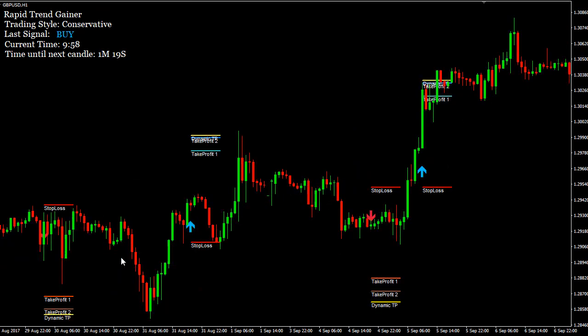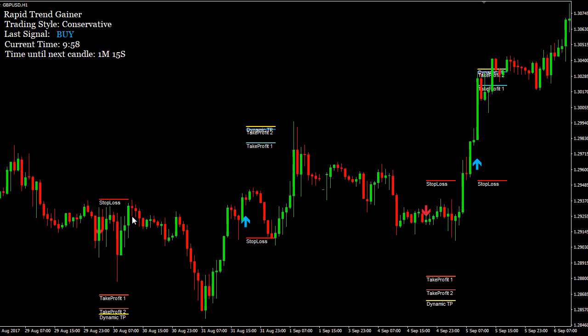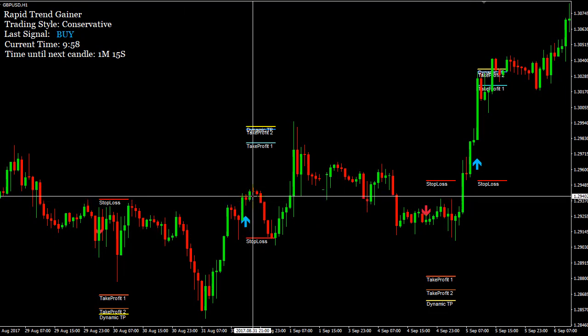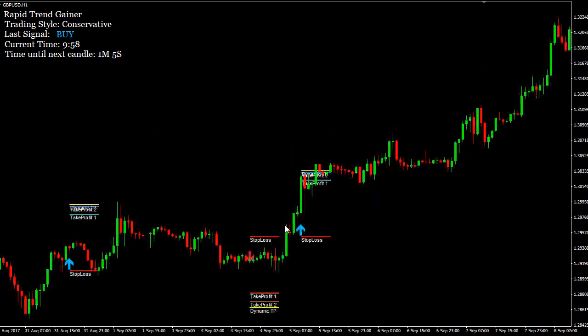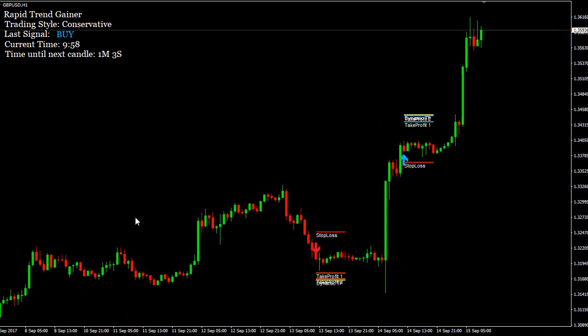We get this trade. We avoid this trade, which may or may not have got stopped out right here. We didn't get our profit targets till after this retrace. We've got this trade here, which goes for 50 pips. And that's it. So you didn't get stuck in a short trade. So I'll keep this video short. You can use Rapid Trend Gainer using multiple time frames.